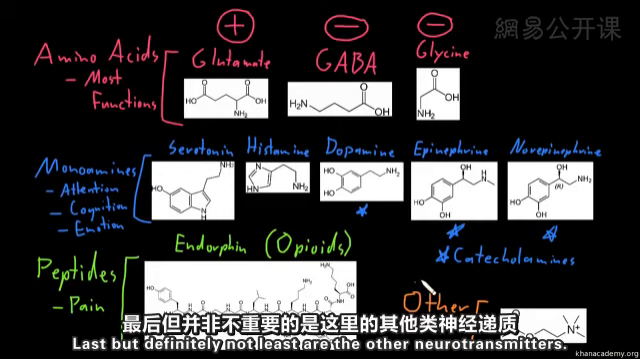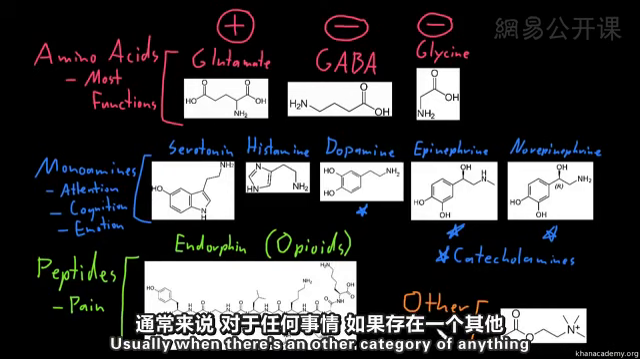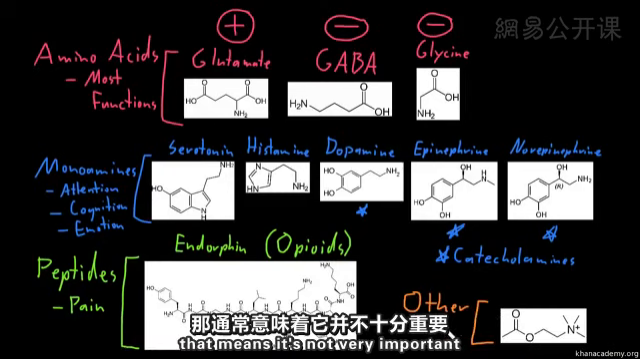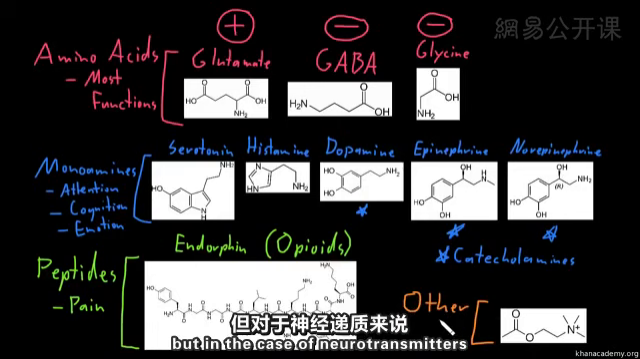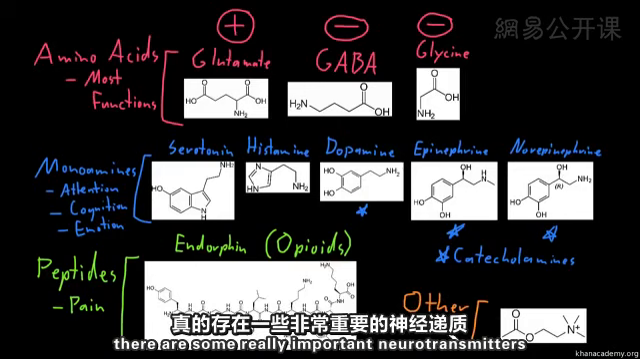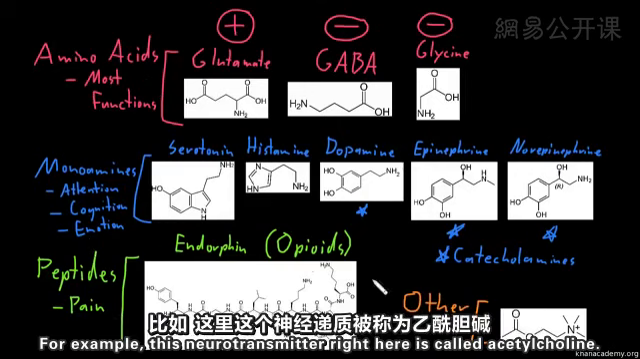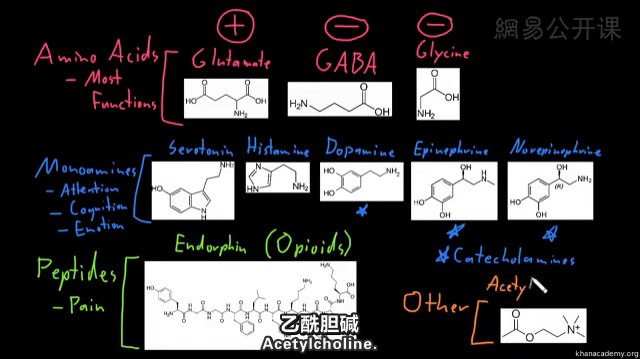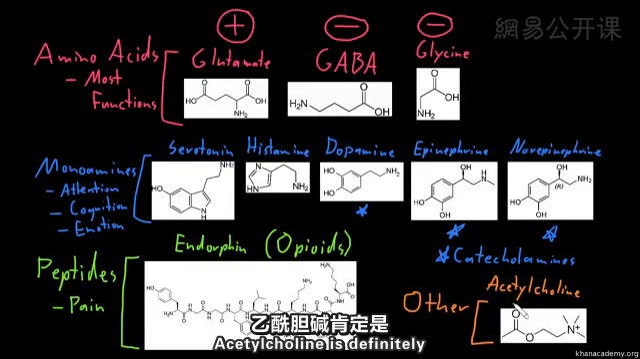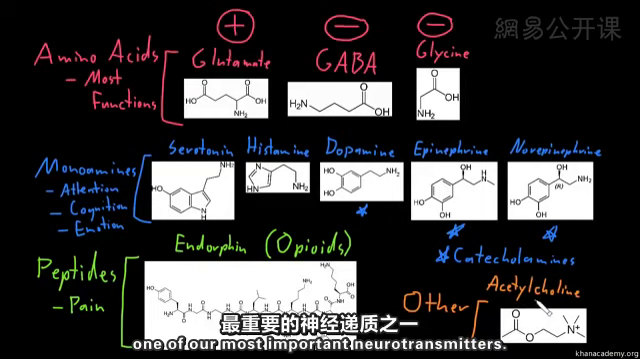And last, but definitely not least, are the other neurotransmitters. Now usually when there's an other category of anything, that means it's not very important. But in the case of neurotransmitters, there are some really important neurotransmitters that are not amino acids, monoamines, or peptides. For example, this neurotransmitter right here is called acetylcholine. And acetylcholine is definitely one of our most important neurotransmitters.